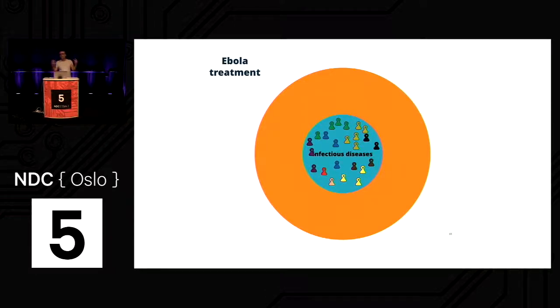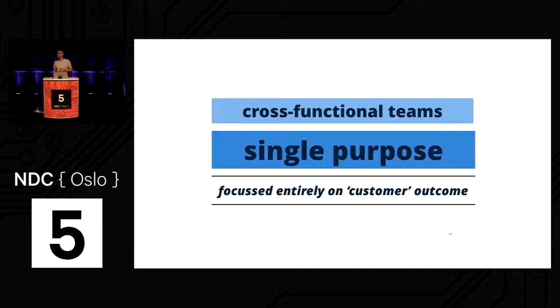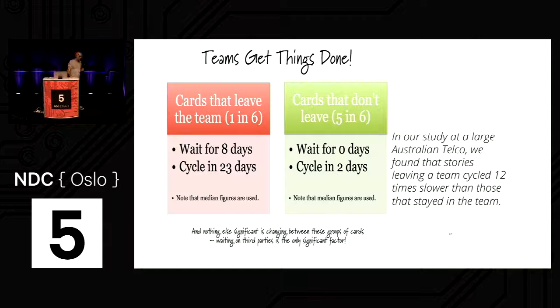They get all the people they need in one place to navigate that OODA loop, to provide very quick decision-making, to care for those patients. And this looks fairly similar to stuff we've been talking about for years, right? So this looks like cross-functional teams with a single purpose, focused entirely on patient outcome. And this is what we've been talking about in XP for decades now.